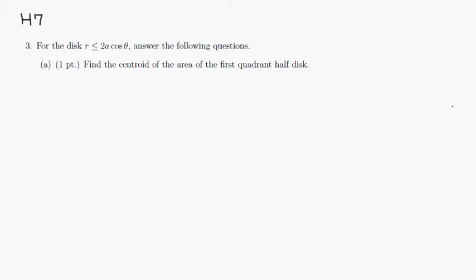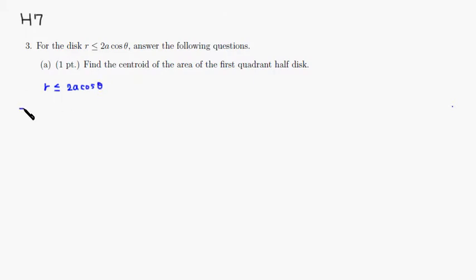Okay, let's look at homework 7, problem number 3, part A. I'll help you set up the integral. We're looking at the disk r is less than or equal to 2a cosine theta. First we have to figure out what kind of disk we're looking at.